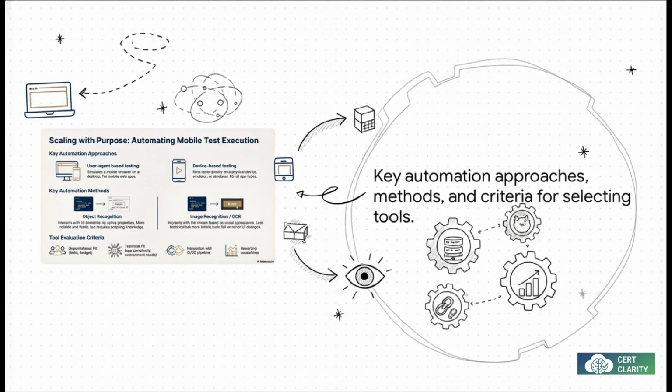The syllabus covers the key automation approaches. You've got user agent-based testing for web apps and device-based testing for all app types. You'll also learn the different methods like object recognition versus image recognition, and most importantly, the criteria for evaluating and picking the right automation tools for your project's specific needs.